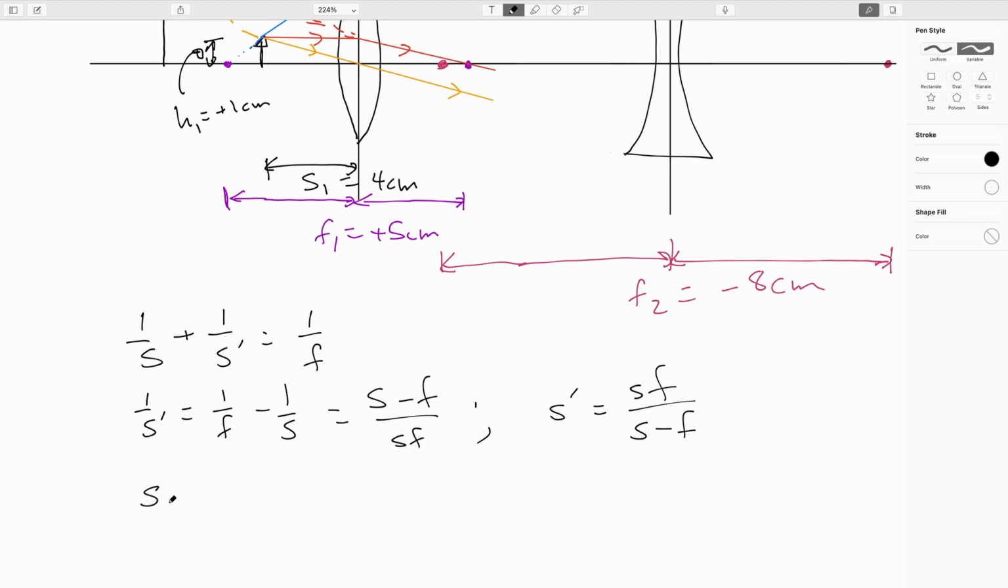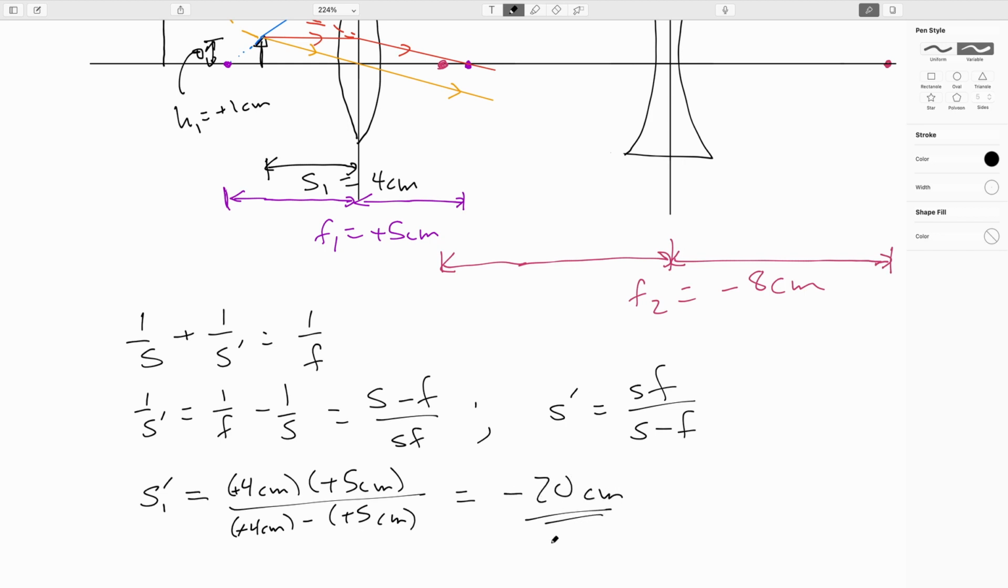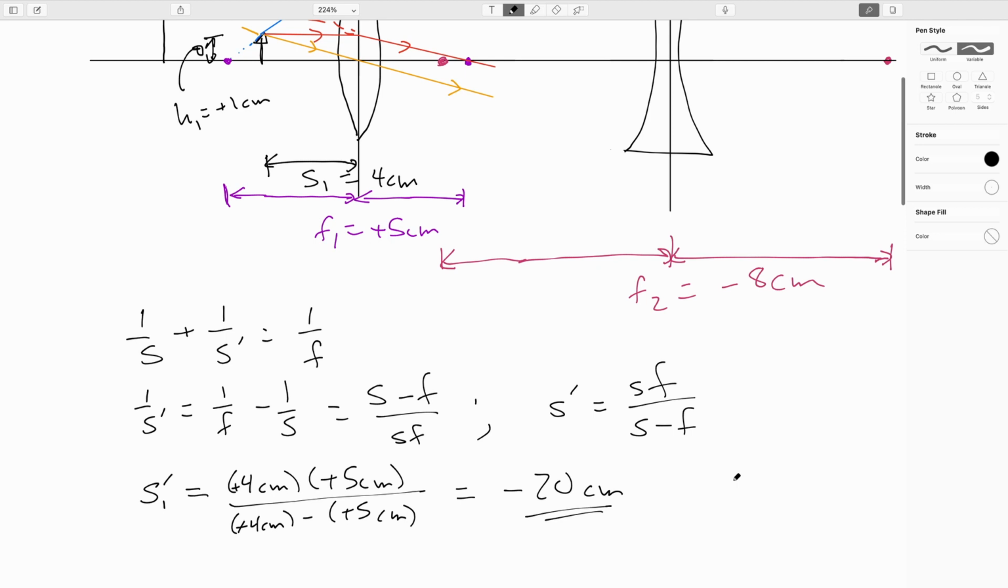Now let's go ahead and get the numerical value for the first image position, and this will be measured from the principal plane of the first lens. So S1 is plus 4 centimeters. F is plus 5 centimeters, and this will be over plus 4 centimeters minus plus 5 centimeters. So this will be located at minus 20 centimeters.